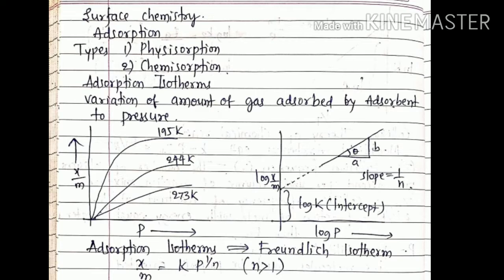So this is represented with the help of some diagrams. They are called adsorption isotherms. So we'll consider this one: x/m versus pressure. We're going to get different curves like this. So it is for 293 Kelvin, 244 Kelvin, 195 Kelvin. So again we have one more curve.